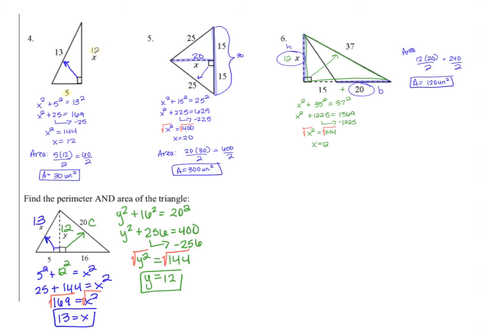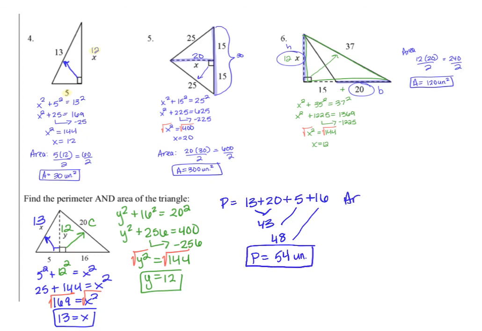Remember, perimeter is going to be the distance around. So I'm going to add all the outside numbers together. Perimeter is going to be 13 plus 20 plus 5 plus 16. If I add this left to right, I get 43. 43 plus 5 is 48. And then 48 plus 16 gives me 54 units for my perimeter.